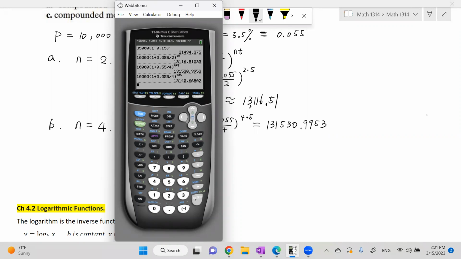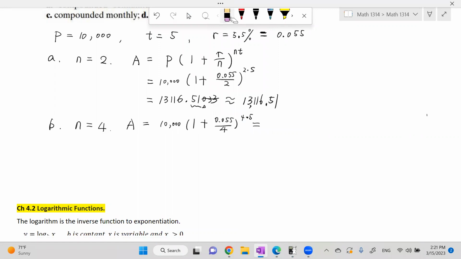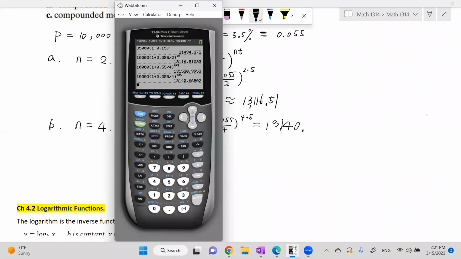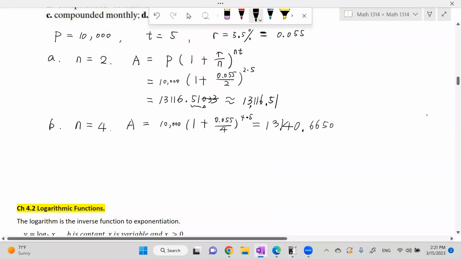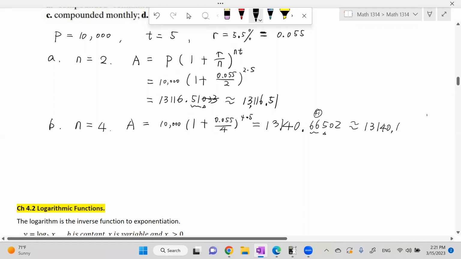So let's put the data here. Erase the old data and put the new data here. That's 13140.66502. We keep 2 decimal places. Let's look at the third digit. That's 5, which is greater than or equal to 5. So we need to add 1 at the 6. So we have 13,140.67.